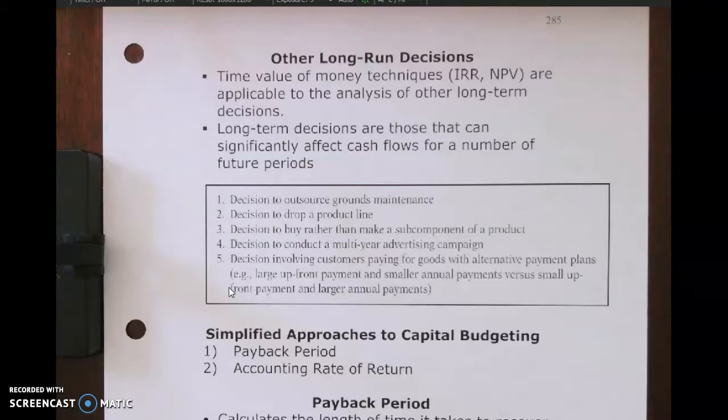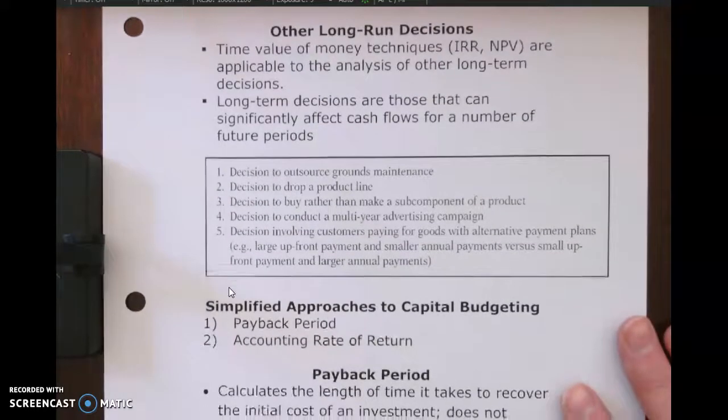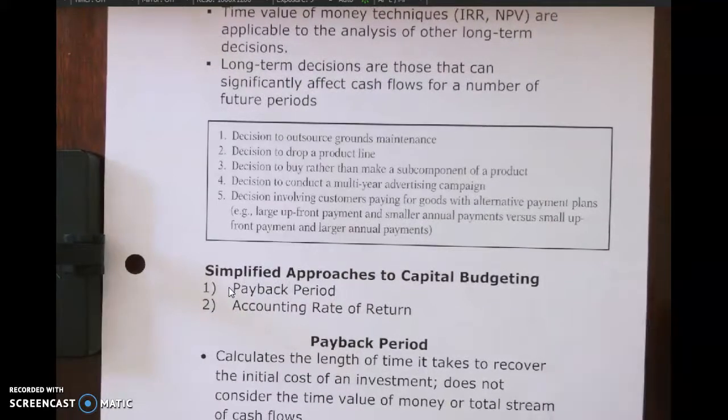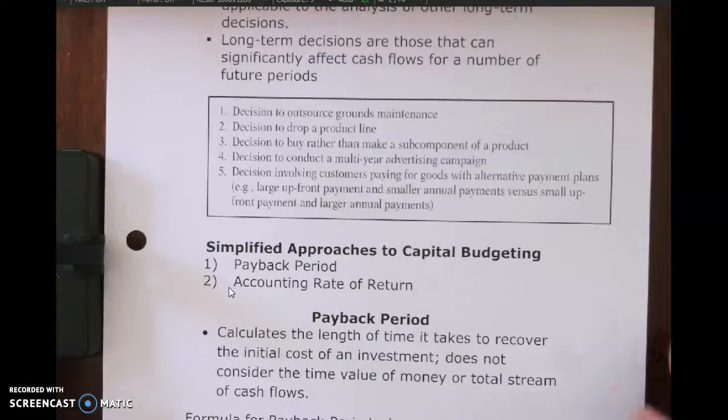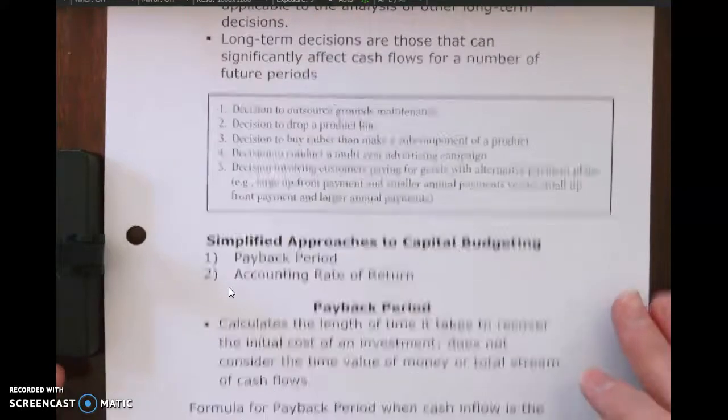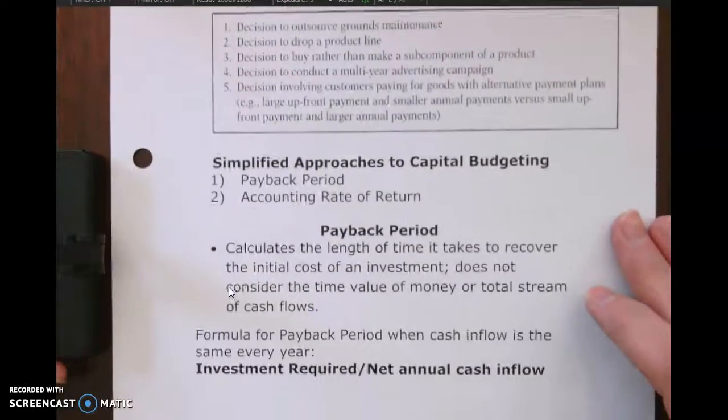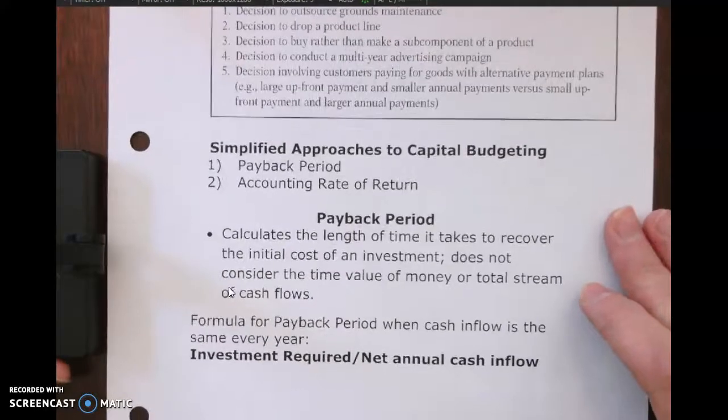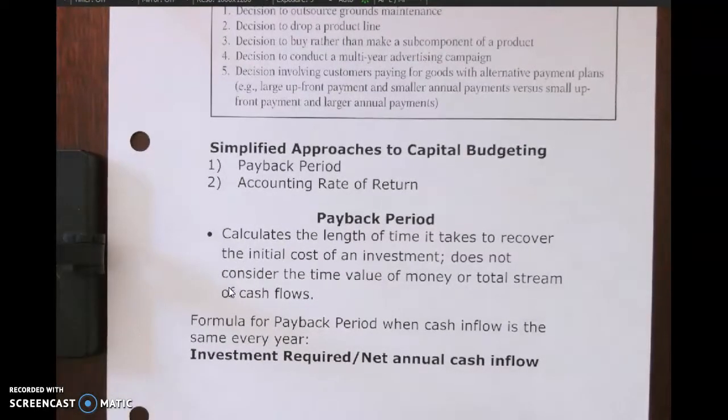Okay, so let's talk about some more simplified approaches here to capital budgeting. The first one I'm going to talk about is payback. The reason they're called simplified approaches to capital budgeting is because they don't consider the time value of money. Okay, so payback basically tells us how long it takes us to recover our initial investment, in terms of months or years.